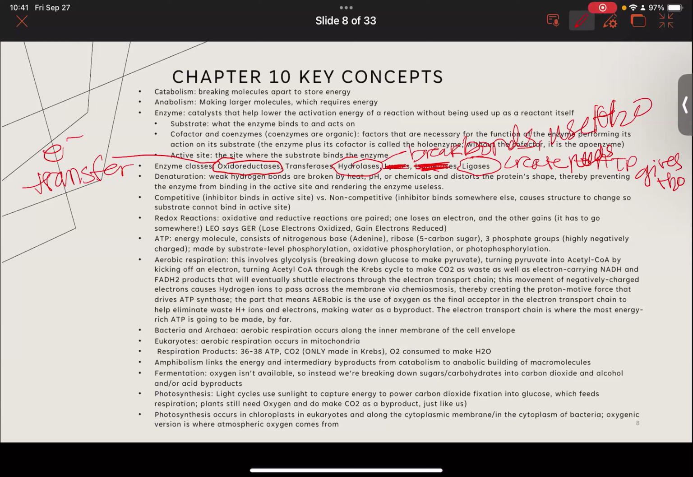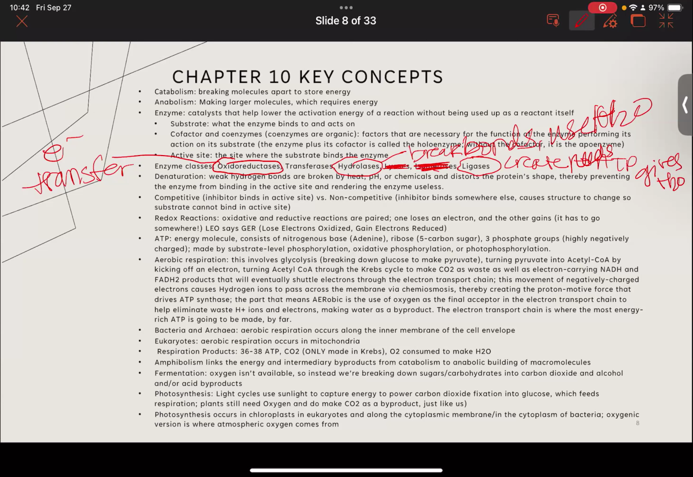We can have different ways to control our enzyme function. That could be controlling the enzyme at the enzyme level. If we're doing that, then we're talking about our competitive or non-competitive inhibitors. Competitive inhibitors are inhibitors that bind at the active site. That's where the substrate normally would bind, therefore blocking the substrate from being able to bind.